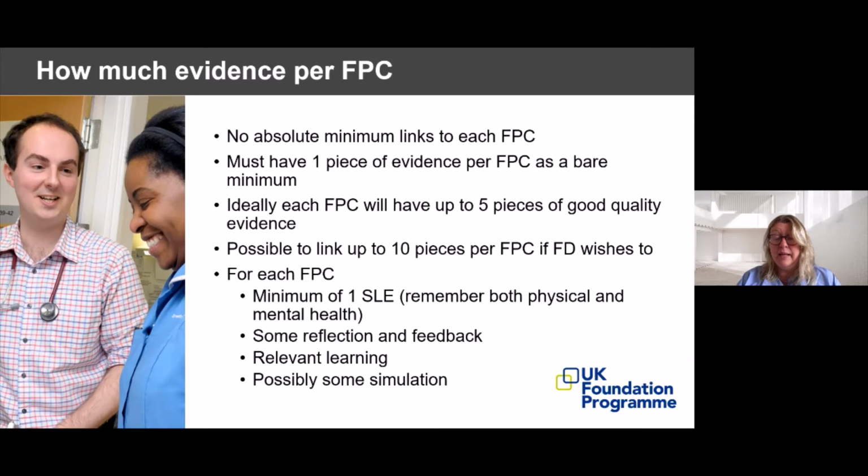The question that everybody will be asking is how much evidence and what type of evidence do I need to submit and link? While there is no minimum number of evidence, we would anticipate that the foundation doctor will have around 5 pieces of evidence per FPC. It will be possible to link up to 10 pieces per FPC, and we'll be looking for a range. Each FPC should have a range of evidence, and the suggestion is that each one has at least one SLE, ideally 2, to ensure that mental health coverage, some learning underpinning the focus of the SLE, feedback, reflection and simulation if this has been achieved. Next slide, please.